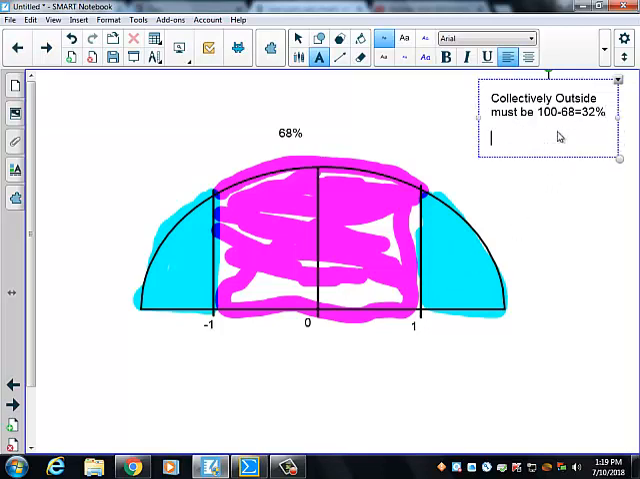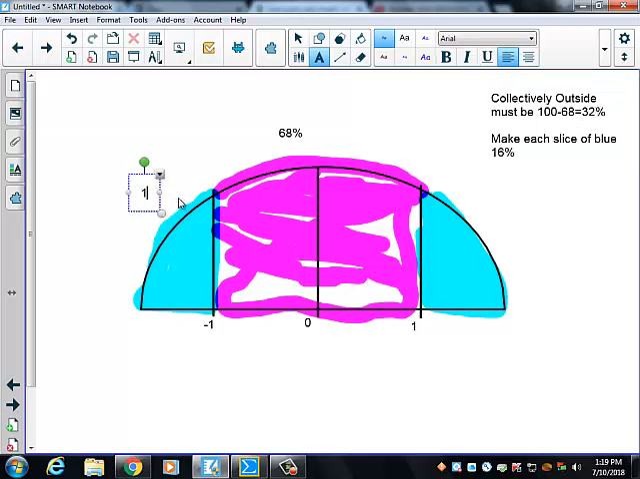Now, if the total blue area is 32%, that would make each slice of blue to be 16%. Simply taking the 32% and dividing it by 2, and that would make each little piece here, this side would be 16%, and this side here would be 16%. And that's what we would get.